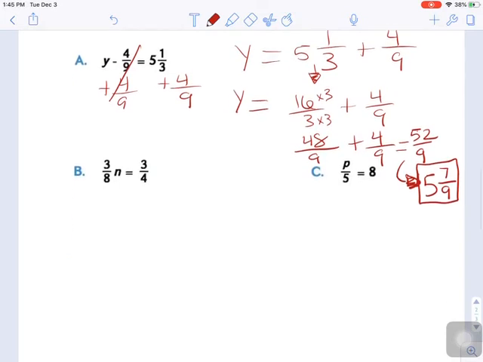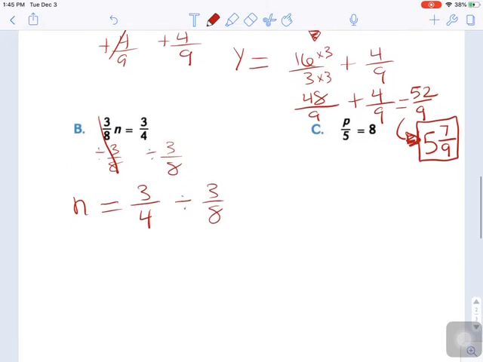All right, let's try B, 3/8 times n. So remember, whenever there is a number right next to a variable, it needs to multiply. And to undo multiplication, I'm going to divide. So I'm going to divide both sides of my equation by 3/8. These two are going to cancel out, so I'm left with n equals 3/4 divided by 3/8.